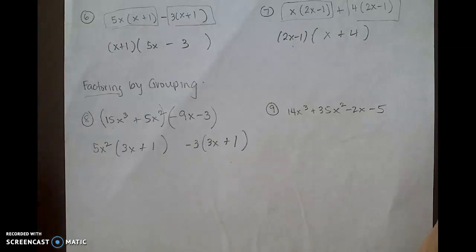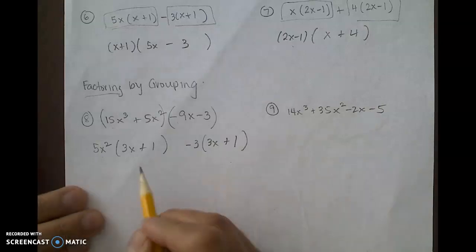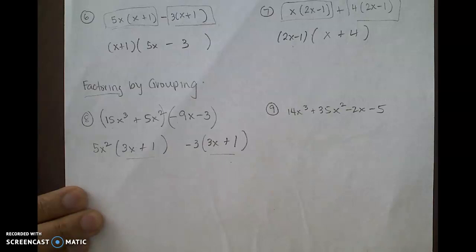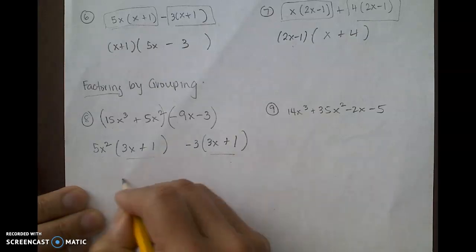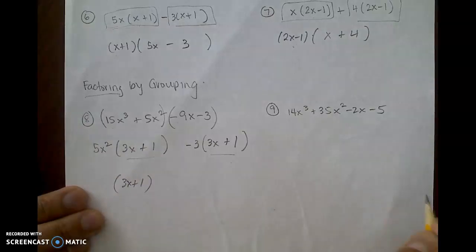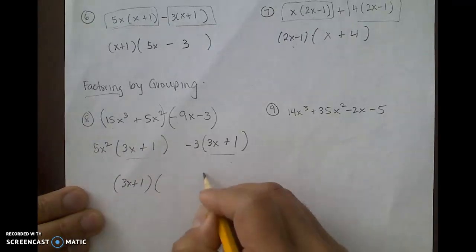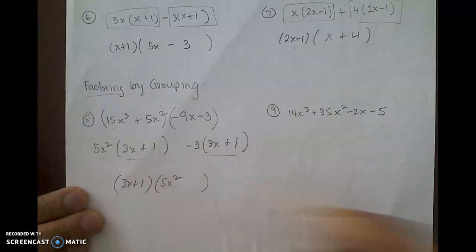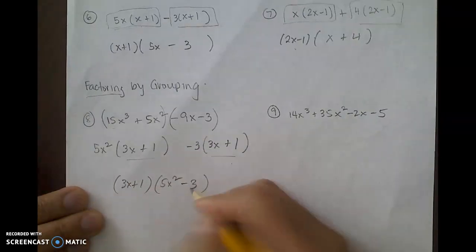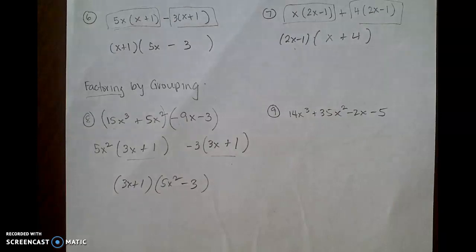Now here's a checkpoint in the process of factor by grouping. If you did this right, you should see inside the parentheses a match. Here we have a matching 3x plus 1. That's how you know you've done it right so far. But you can't stop there. The last step is to factor out that 3x plus 1 as a GCF again. And what's left over is going to be the 5x squared and the minus 3 in another set of parentheses.